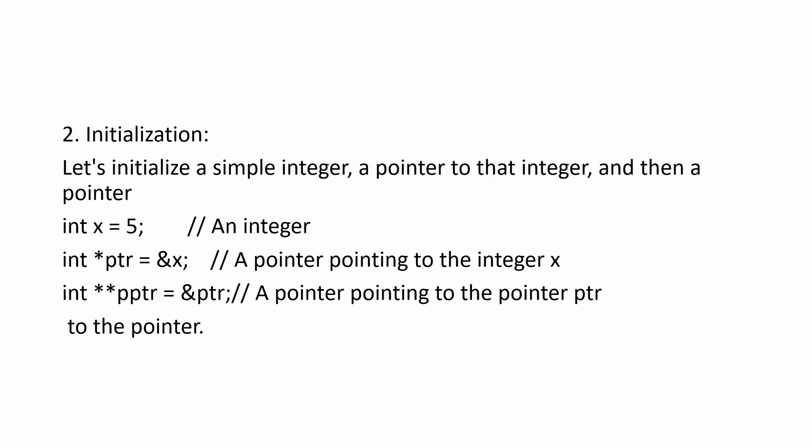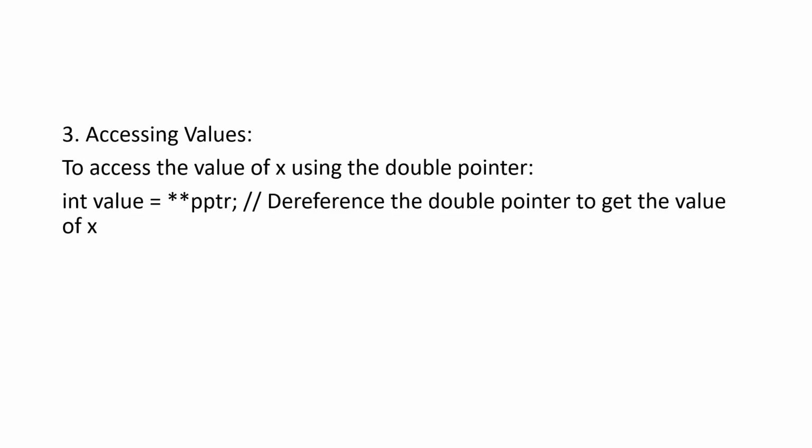Let us initialize a simple integer, a pointer to that integer, and then a pointer to the pointer. Here int x = 5 is just an integer variable. int *ptr = &x, a pointer pointing to integer x. int **pptr = &ptr, a pointer pointing to the pointer ptr. To access the value of x using the double pointer, we have to use **pptr. It dereferences the double pointer to get the value of x.